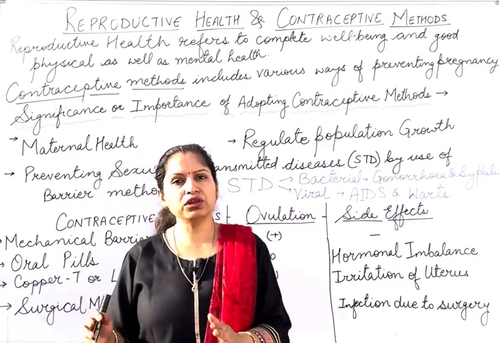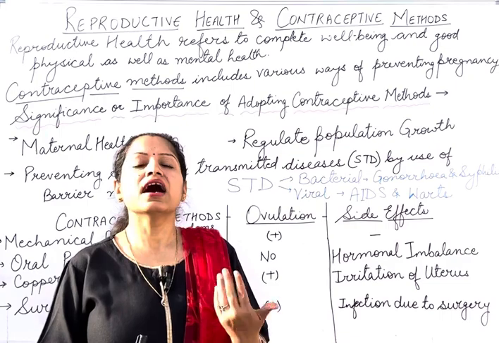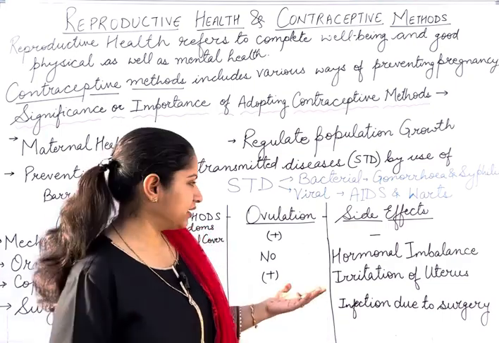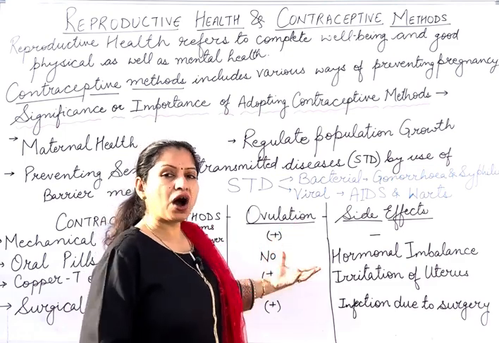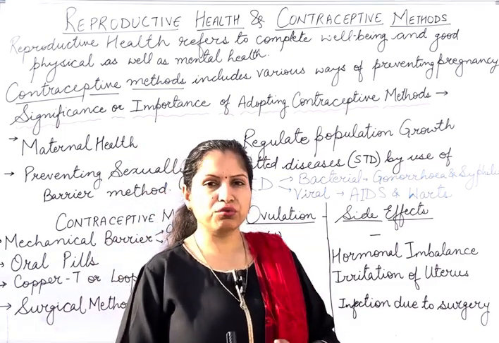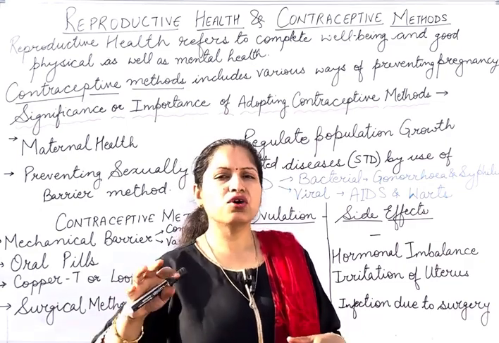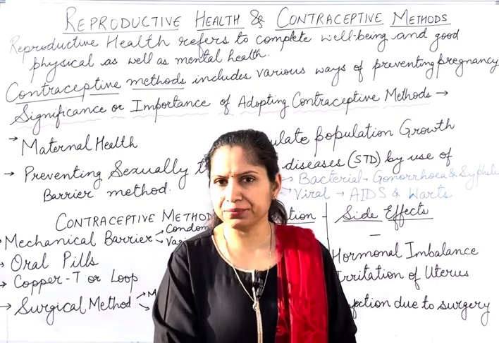Means the ovum will not be released, ovum will not be formed properly, it will not be released, and so if ovulation is not there, then obviously pregnancy cannot occur. So this is the mode how it is going to affect, and definitely its side effect is hormonal imbalance, because it causes some imbalance of the hormonal system of the body.